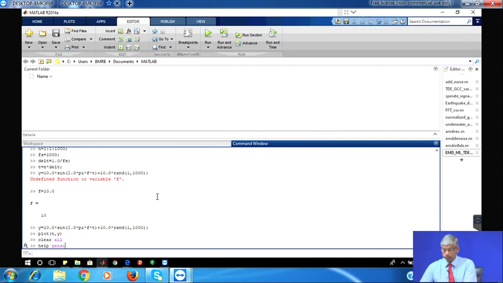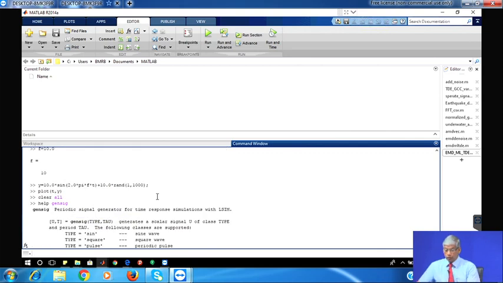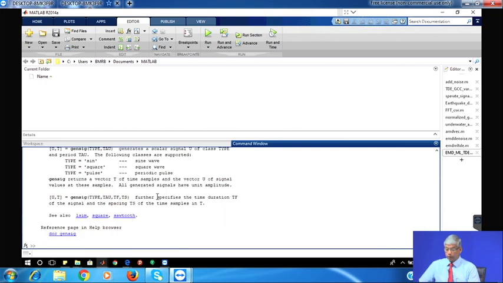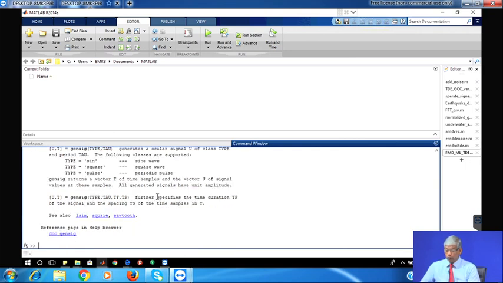Generate signal. So, generate signal type. You can generate a scalar signal u of signal type and period tau. Okay. So, u, t for the time duration of the signal and spacing Ts of the time samples in seconds. So, let us do it like this.